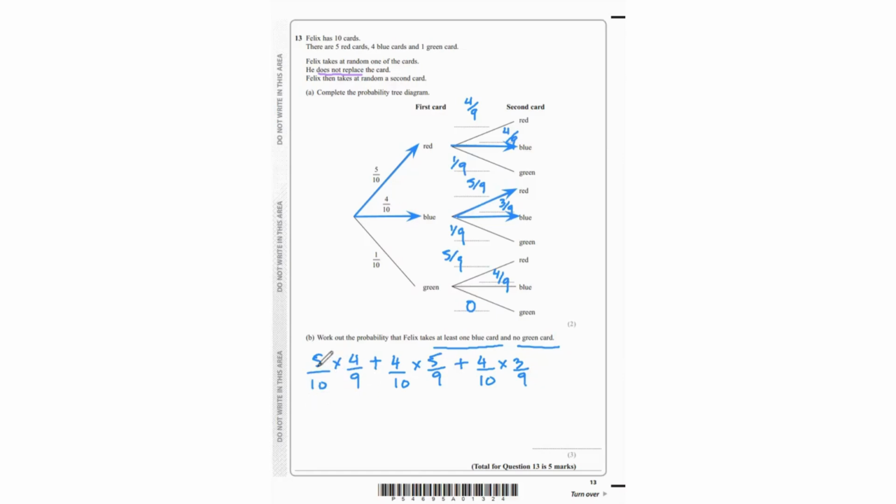So we can have a red card, there's no restriction on that, but we can't pick a green card. So that's 2 over 9, plus again 2 over 9, and then this is going to be 2 over 15. So if we add it up, that's 45, 20 plus 6, 26 over 45. That is the probability of Felix taking at least one blue card and no green card. So that's your final answer.